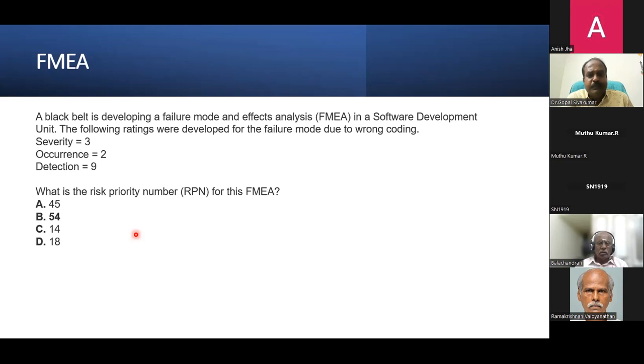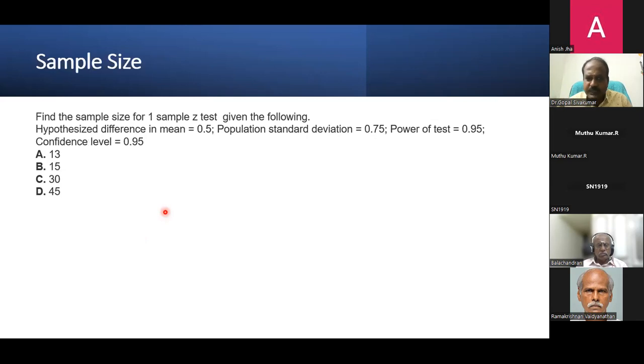A black belt is developing a failure mode and effect analysis in a software development unit. The following ratings were given for the failure mode due to a wrong coding. Severity of the failure is 3. Occurrence rate of the failure is 2. Detection rate is 9. What is the RPN in this case? 54. How do you get it? 9 into 2 into 3. RPN is equal to severity into occurrence into detection rating, right?